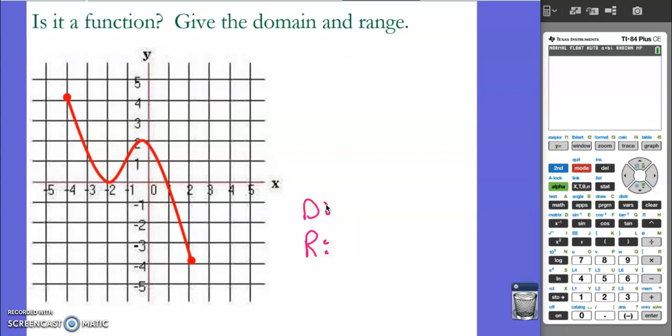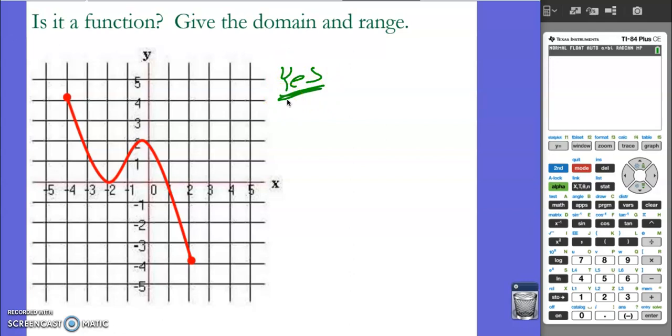So first of all, if we draw the vertical line test, so imagine just drawing a bunch of vertical lines. It only crosses at one spot. Draw another vertical line. It only crosses at one spot. Draw another vertical line. It only crosses at one spot. So you can see it only crosses at one spot. So this is a function. So yes, it is a function.